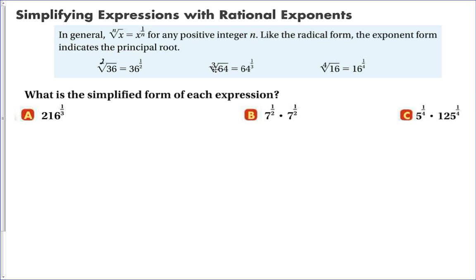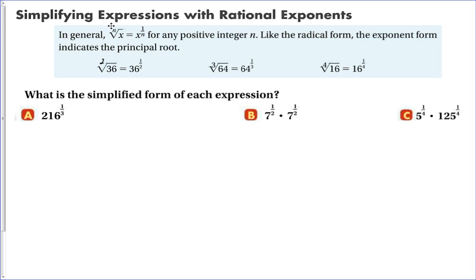Same thing with this. The cubed root of 64 is the same thing as 64 raised to the 1/3 power. And then the same thing here. The 4th root of 16 is equal to 16 raised to the 1/4 power. Alright, so you simply take the index and do 1 divided by that number, and then you can use that as an exponent for what you're trying to take the root of.